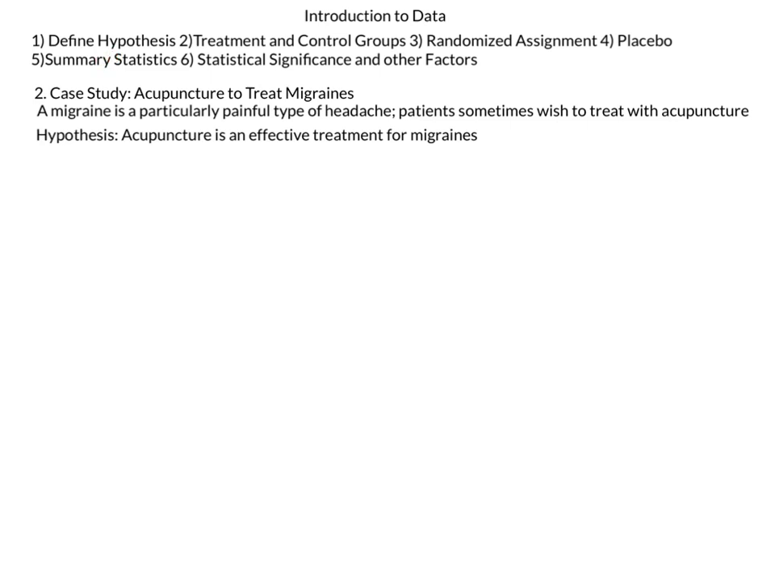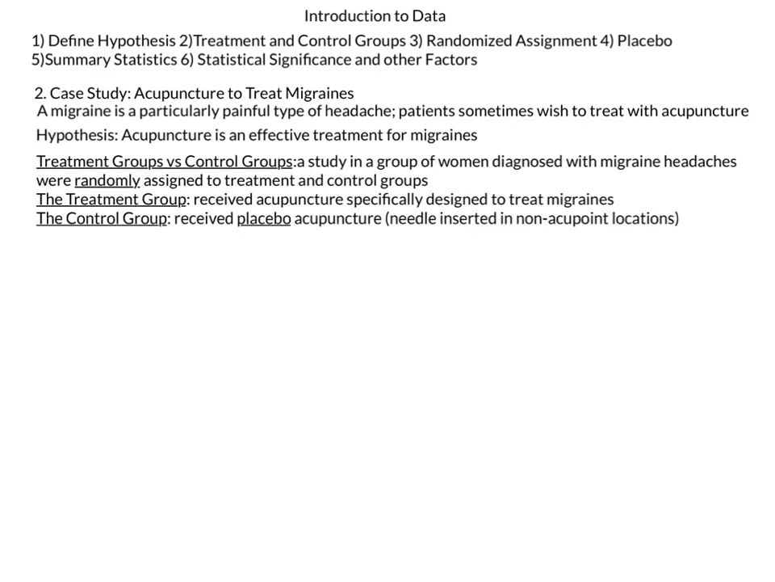After we define our hypothesis, we need our treatment and control groups. In this study, our treatment and control groups come from a group of women diagnosed with migraine headaches, and they were randomly assigned to the treatment and control groups. The treatment group received acupuncture specifically designed to treat migraines, and the control group received placebo acupuncture. That is, a needle was inserted in non-acupoint locations. So we defined our treatment and control groups. We have a randomized assignment, because this was stated here, and we have a placebo.